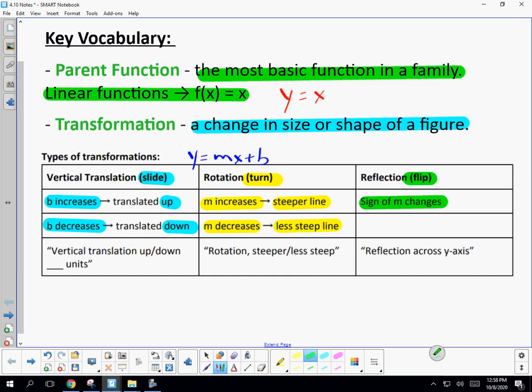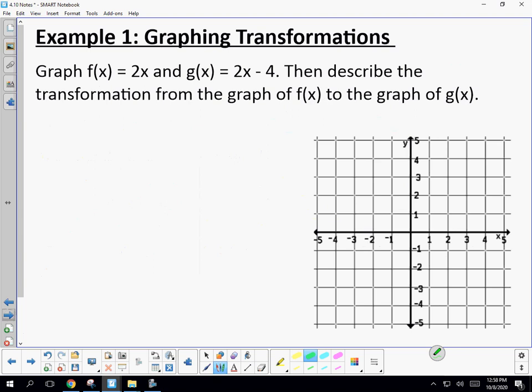Okay, let's look at some examples. Here we have two functions. We're going to graph those functions. We have f of x equals 2x, okay? And my b here is 0, so let's start at 0, and let's do the slope up 2 over 1, up 2 over 1. And now we have this graphed.